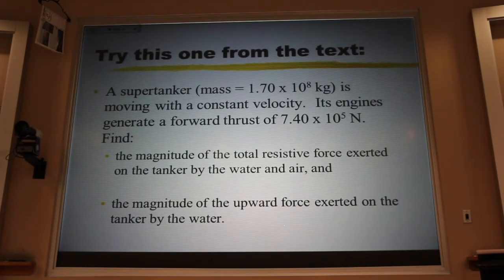Now, this is a problem from the old textbook, Cutnell and Johnson, that cost $250. I used to assign it every semester. A supertanker, mass big, is moving with a constant velocity. Its engines generate a forward thrust of 7.4 times 10 to the 5th newtons. Find the magnitude of the total resistive force exerted on the tanker by the water and the air, and find the magnitude of the upward force exerted on the tanker by the water.